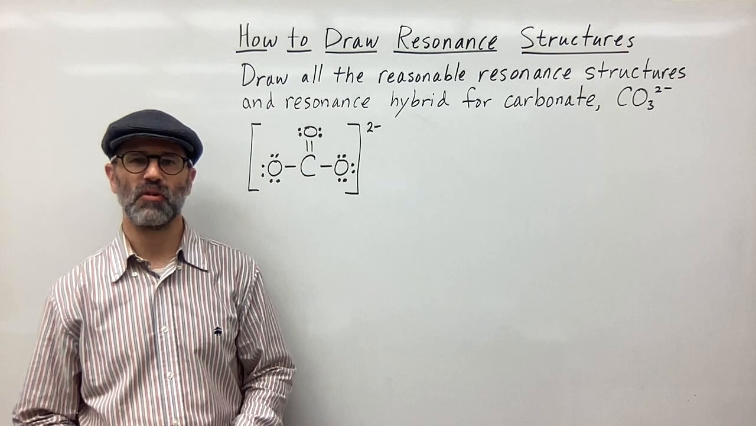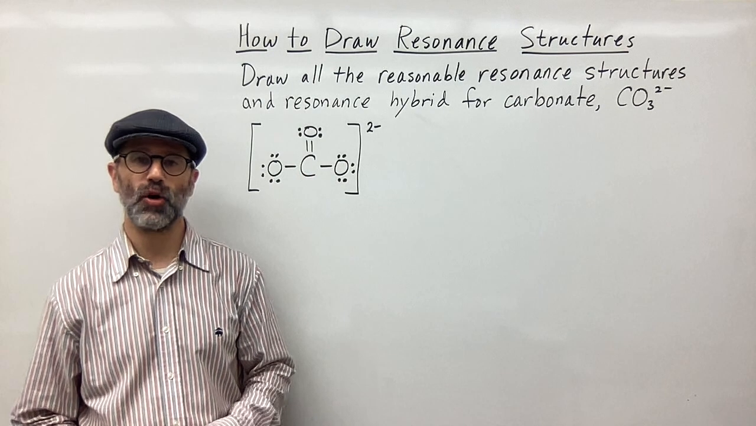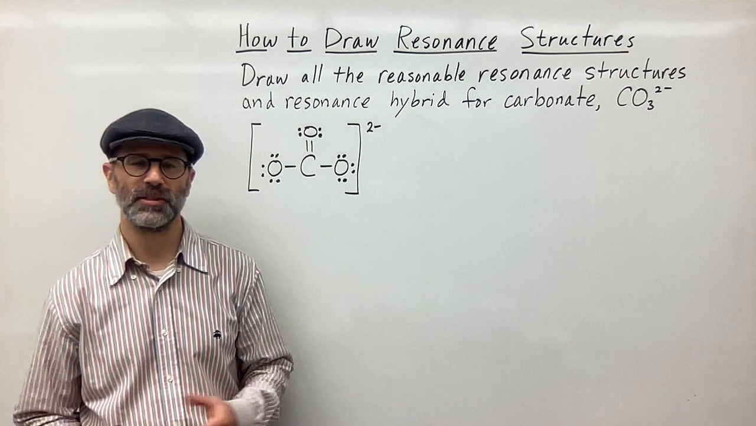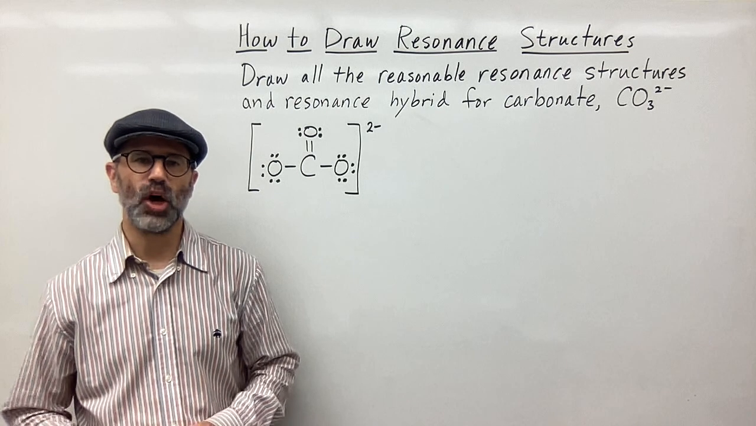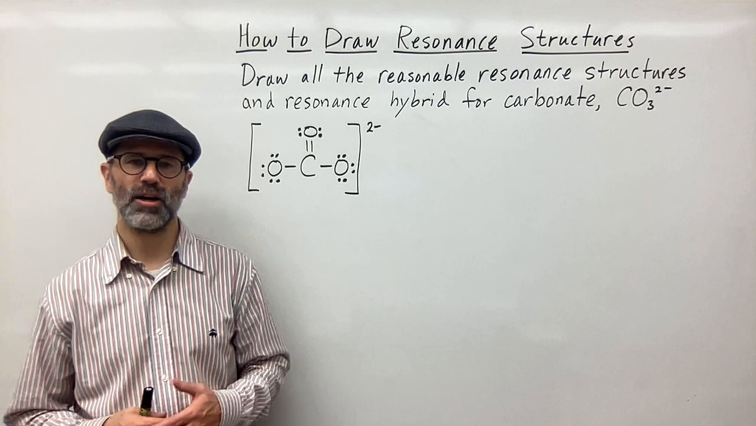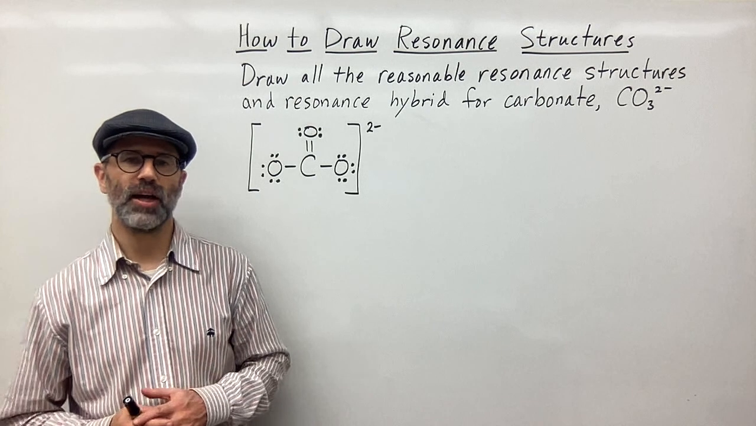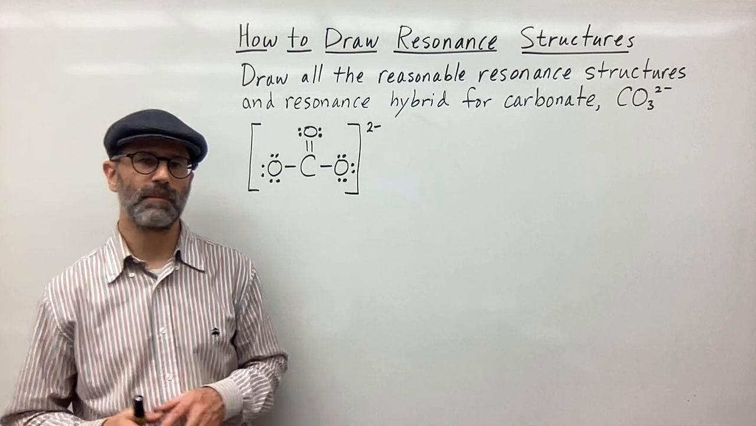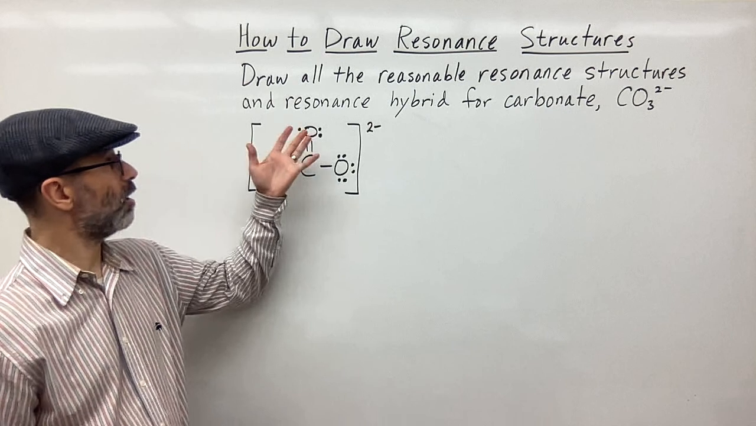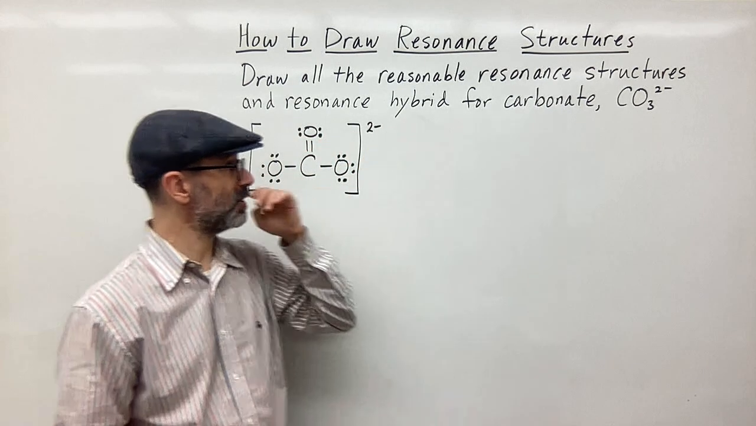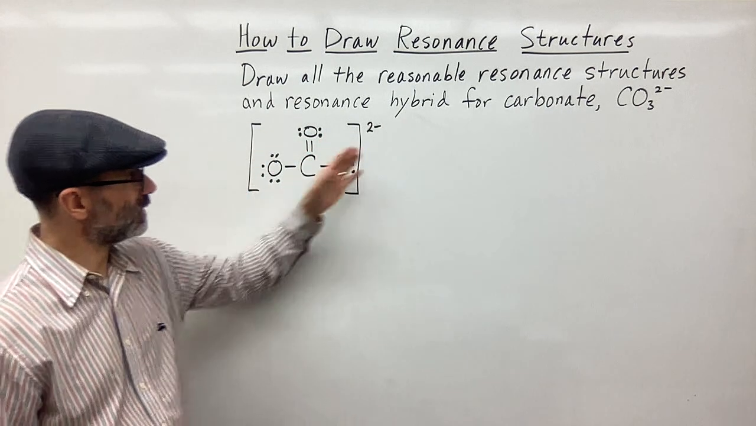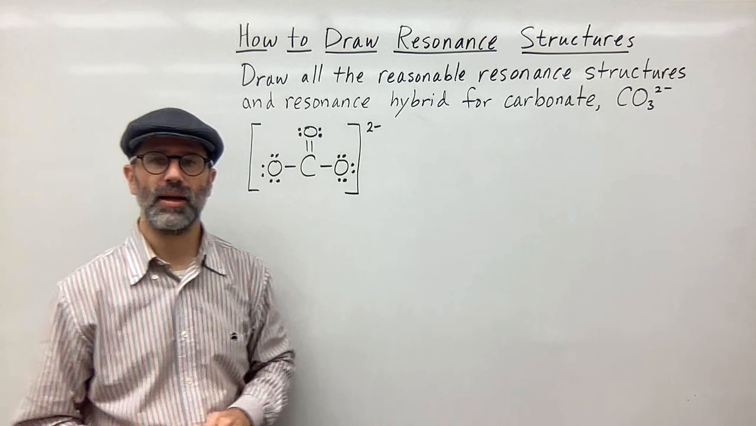My name is Mr. Cobalt and in this video I'm going to be going over how to draw resonance structures. So let's get into this. First of all, you need to be able to draw a reasonable Lewis dot structure. So our example today is going to be the carbonate. We're asked to draw all of the reasonable resonance structures and resonance hybrid for the carbonate ion.